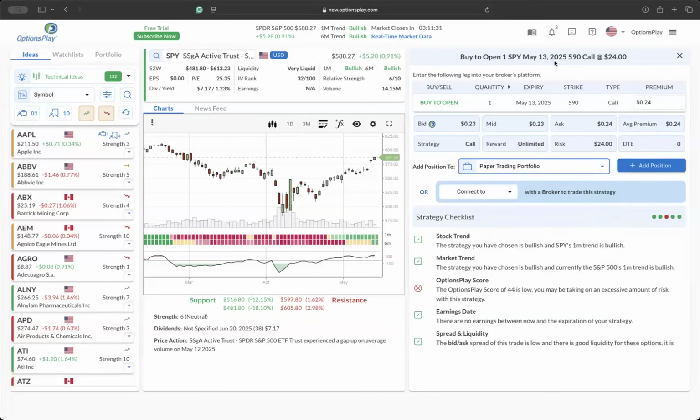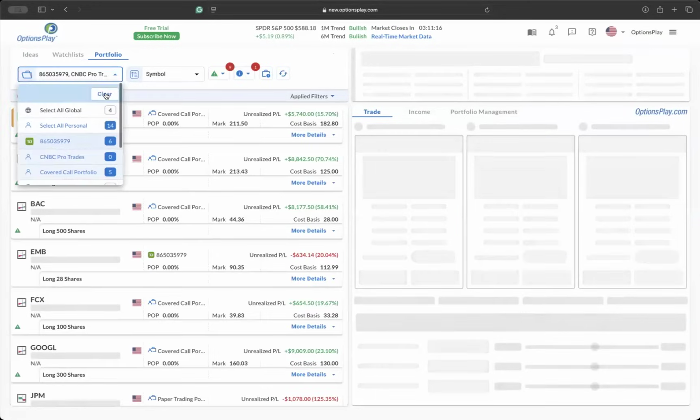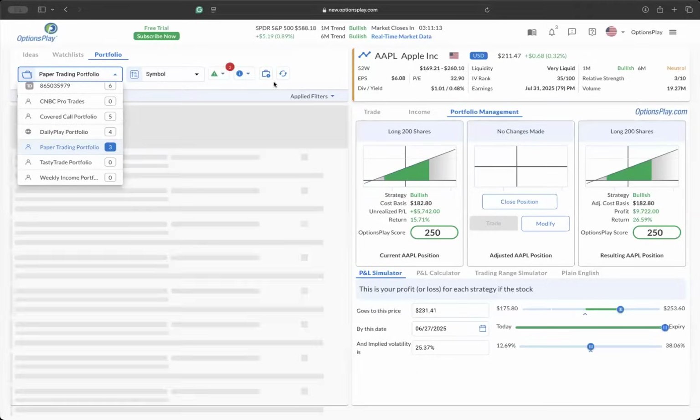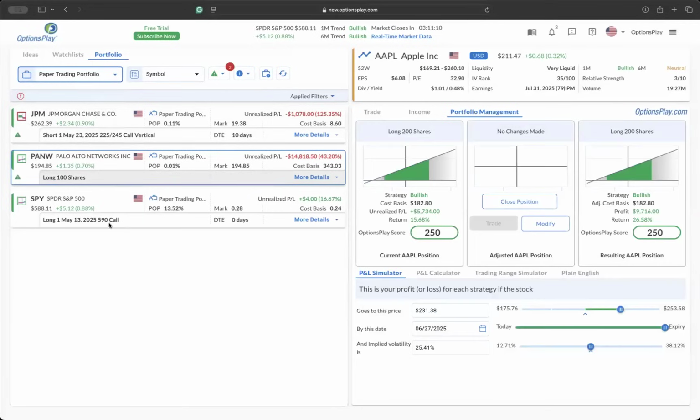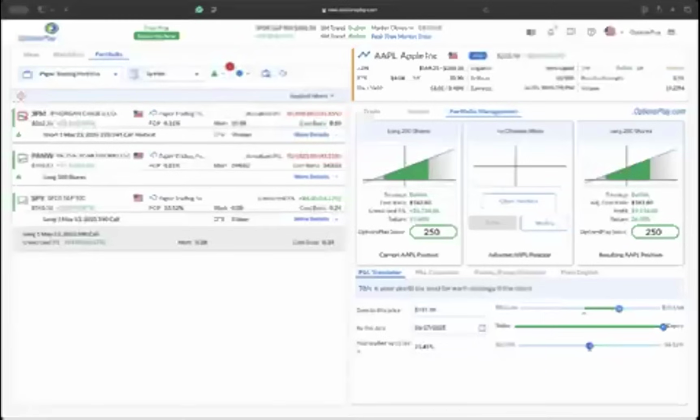In this particular case, I'm buying the May 13th 590 call for 24 cents. If I add that position, it will then show up in my portfolio here within OptionsPlay, here in the upper left-hand corner. If I click on portfolio, I will be able to see that within my paper trading portfolio, and I can select which portfolios I want to see. So let's just look at my paper trading portfolio here. I have 3 positions, and here's my SPY position, the May 13th 590 call, and I can track that in my paper trading portfolio. As it approaches expiration, it'll show me my P&L, how much I'm making or losing on that specific trade, and you can do it for any type of strategy, 0 days to expiration, 7 days to expiration, whatever expiration makes the most sense for you.